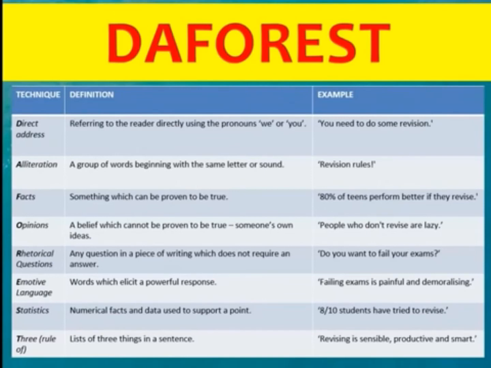Emotive language, words which elicit a powerful response. Statistics, facts and data used to support a point, which I just talked about. Or rule of three or power of three, a list of three things in a sentence. They do this a lot in adverts. So, for example, Mars bar helps you work, rest and play.